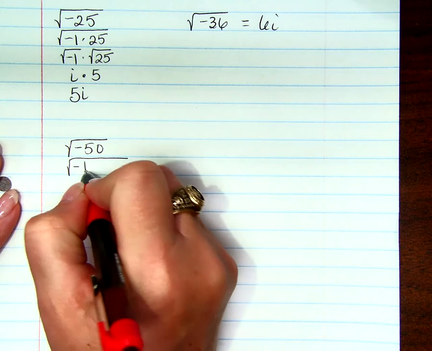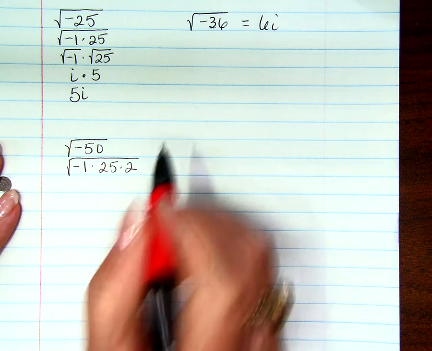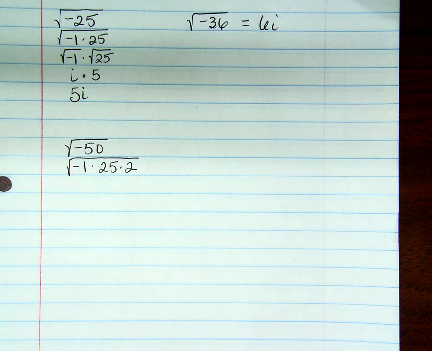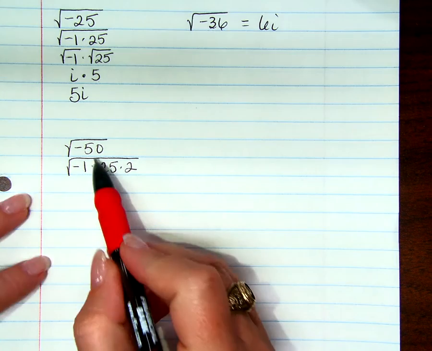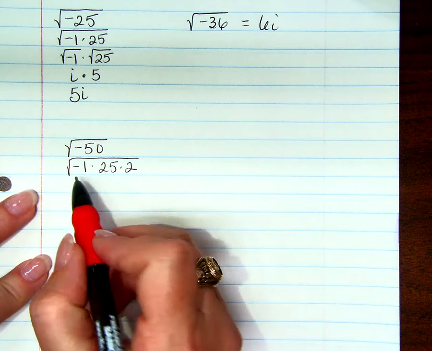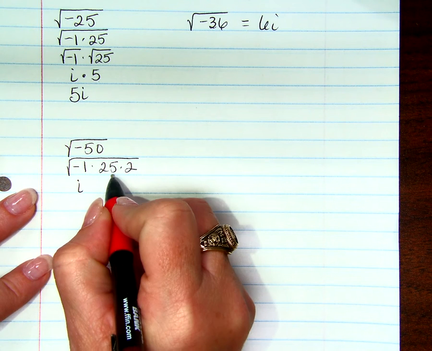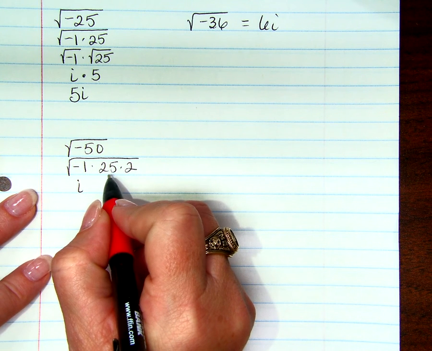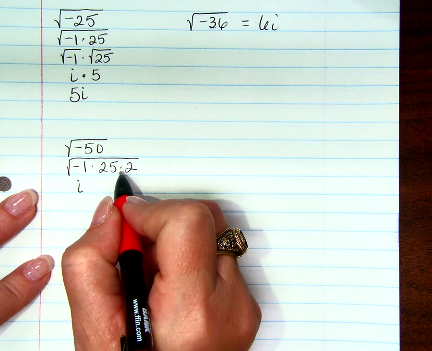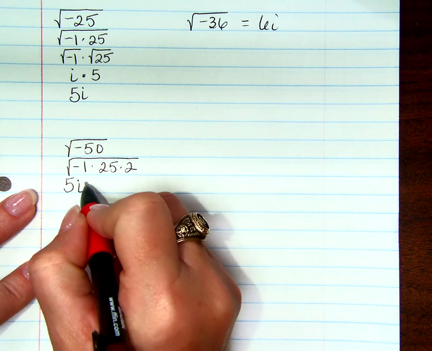I know it's negative 1. And I'm going to choose 25 and 2. Guys, why would I choose 25 and 2 instead of like 5 and 10? Yeah, we know the square root of 25, don't we? So when we're breaking these down, let's choose numbers that we know the square root of. Okay? So what's the square root of negative 1? i. What's the square root of 25? 5. And what's the square root of 2? I don't know either.